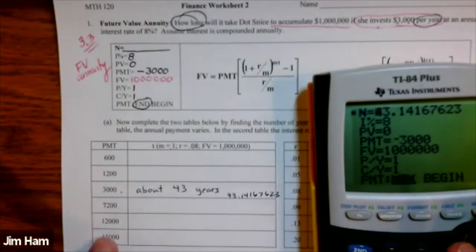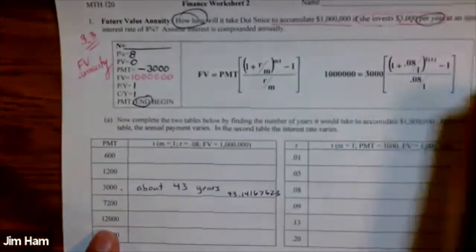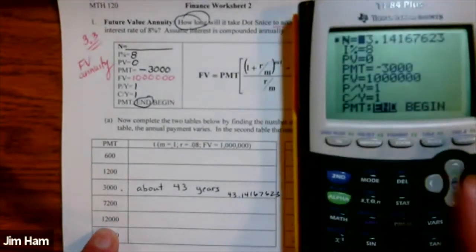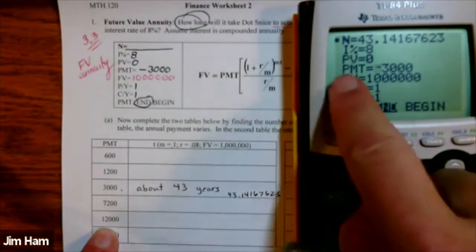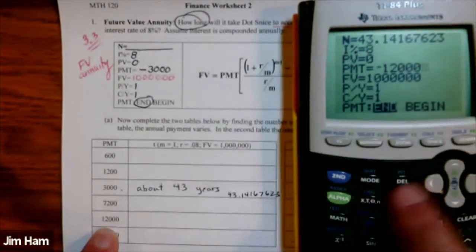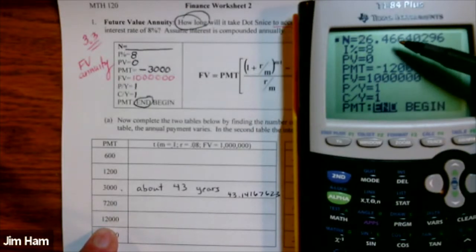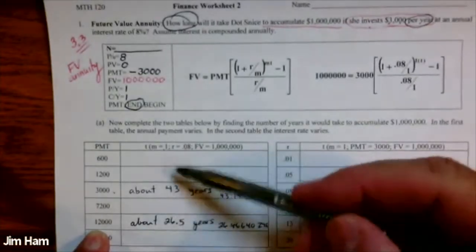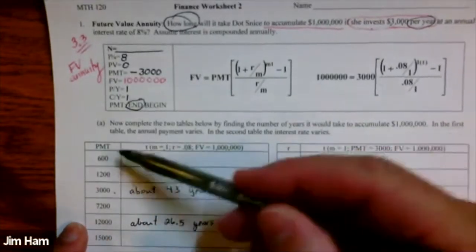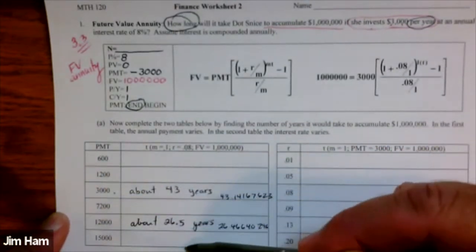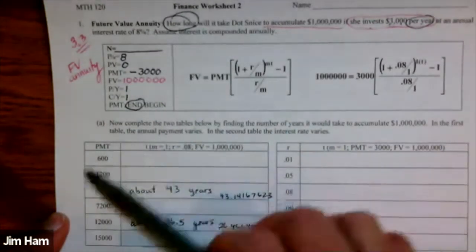So for example, it's not going to take you as long to achieve $1 million if you're putting away $12,000. So with most of this information still the same, we change the payment to $12,000 and go back up and calculate the N. And you can see here, if you put away $12,000 every year, that's $1,000 per month, then it's only going to take about 26.5 years. And then I want you to kind of look at these numbers as they come down. As your payment increases, what happens to the time it takes to achieve $1 million? So I want you to kind of look at the table at the end.